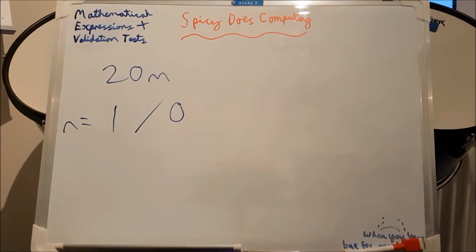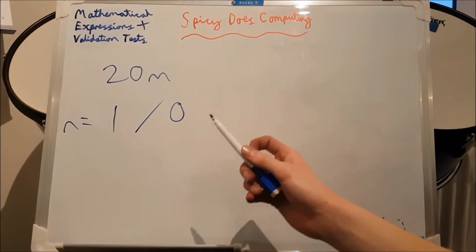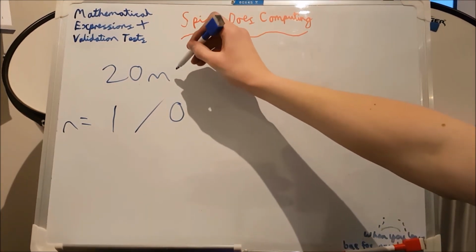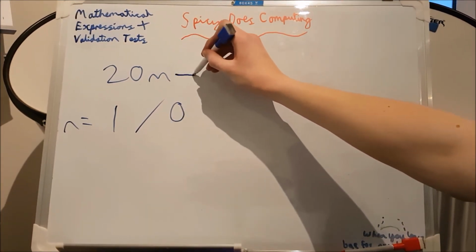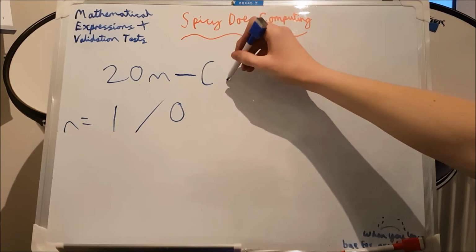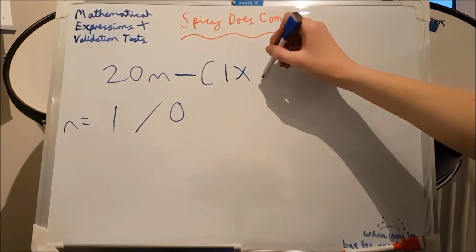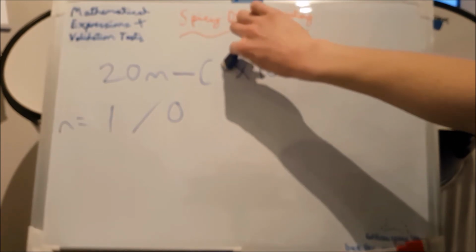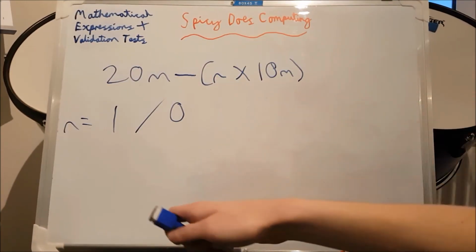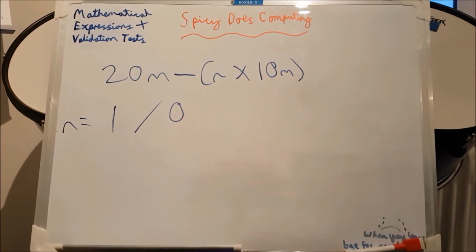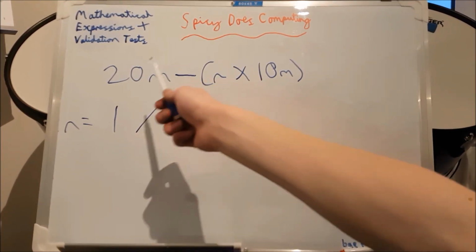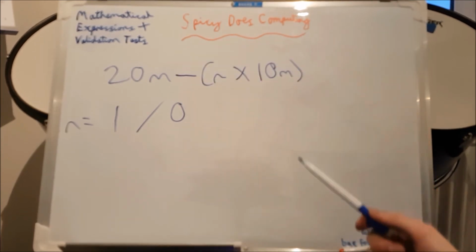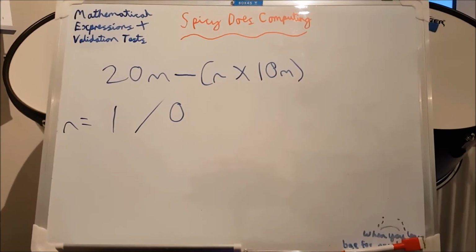So, 20 minutes is guaranteed for all computers, apart from the new ones. So you could do this as 20 minutes minus n times 10 minutes. Sorry, not 1, n. Because then, if n is 1 for a new computer, 1 times 10 is 10, it will minus 10 minutes. However, if it's 0, it will minus 0, which leaves you at 20. That would be one way to do the expression.